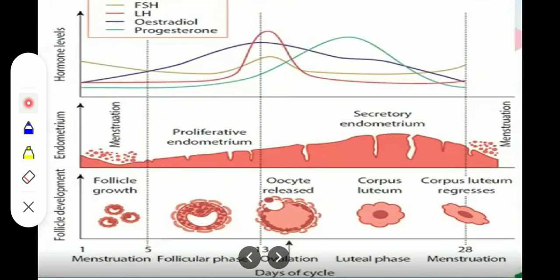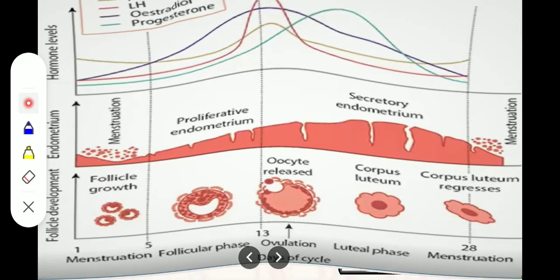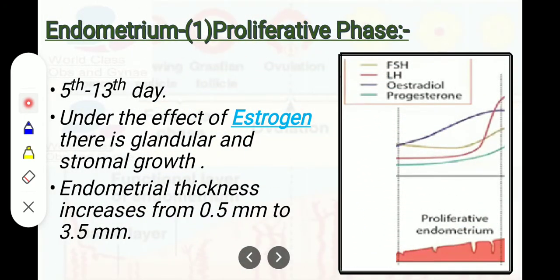Now coming to what changes take place in the endometrium. In the endometrium, first of all, we have the proliferative phase. So what happens is that under the effect of the estrogen, there is glandular and stromal growth, in the proliferative phase, which takes place from the 5th to 13th day roundabout. The estrogen level is high, which causes the growth of the glandular and stromal tissue. So endometrial thickness increases from 0.5 mm to 3.5 mm. You can see from this whole chart as well that there is estrogen rise and there is endometrial thickness.